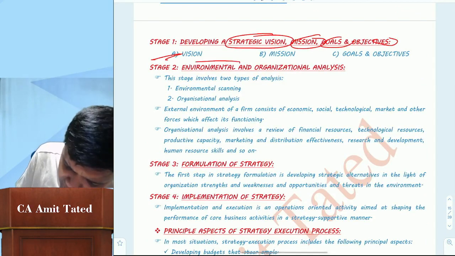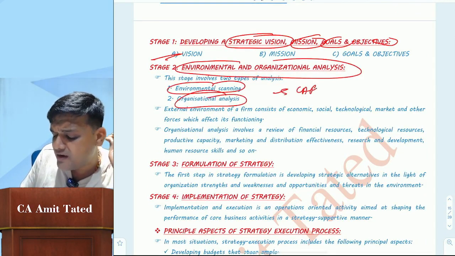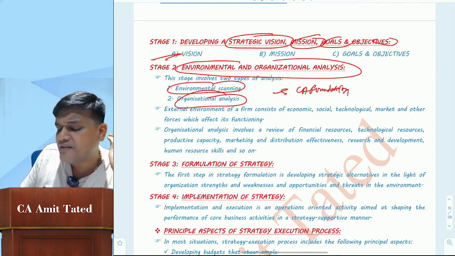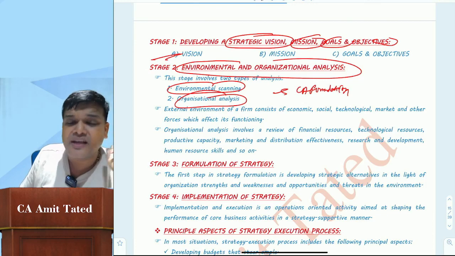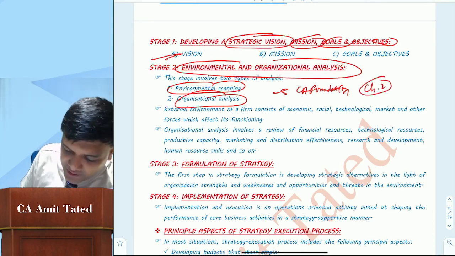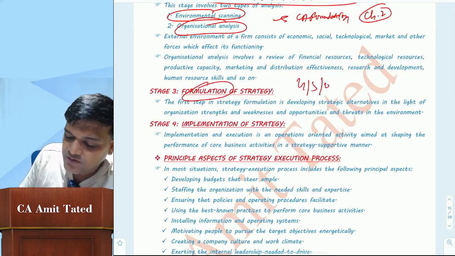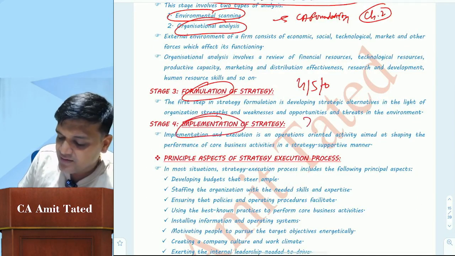The analysis will be of 2 types: environment scanning and organization analysis. You have studied this in CA Foundation already: SWOT analysis, PEST. You studied this in CA Foundation, and here also you will study this in chapter 2. Next point is formulating strategy. This is nothing but chapters 4, 5, 6. Implementing strategy is the 7th chapter.